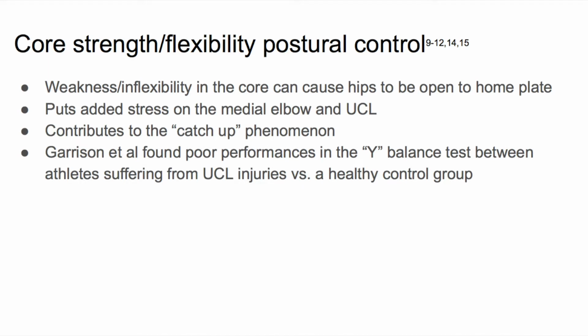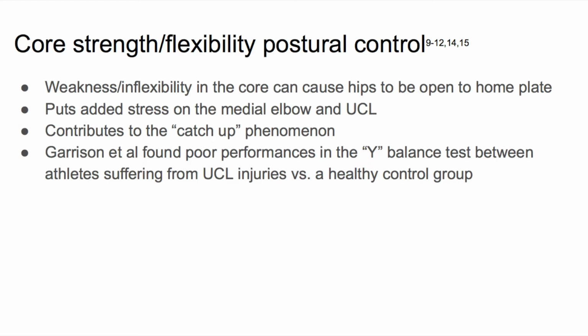Core strength and flexibility, along with postural control, has been related to injuries along the kinetic chain, in particular the UCL. When you have weakness or inflexibility in the core, again, that can cause the hips to open to home plate, putting valgus stress load on the medial elbow. It also increases the catch-up phenomenon, which we already talked about, where proximal deficiencies will cause stress on the distal end of the kinetic chain.